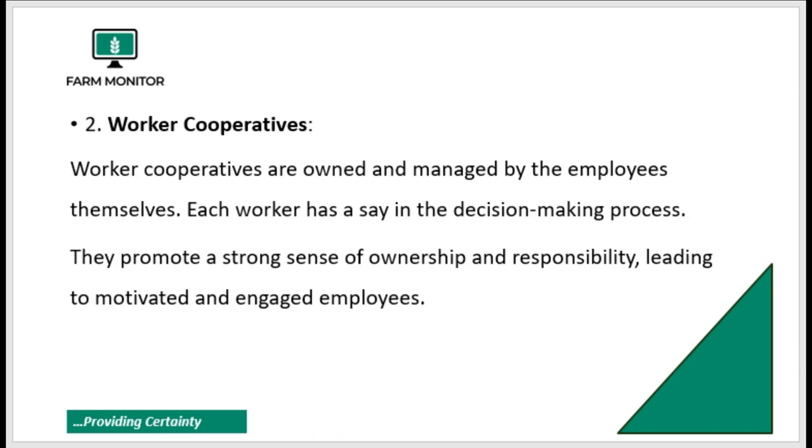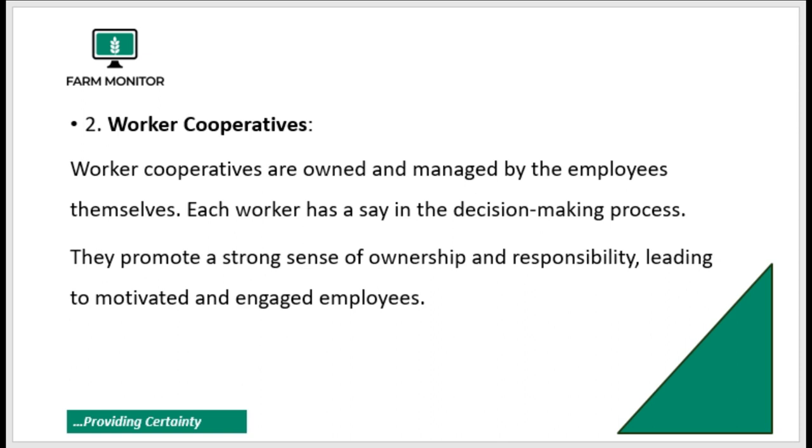The second type is the worker cooperatives. They are usually owned and managed by employees themselves. Each worker has a say in the decision-making process. They promote a strong sense of ownership and responsibility, leading to motivated and engaged employees.